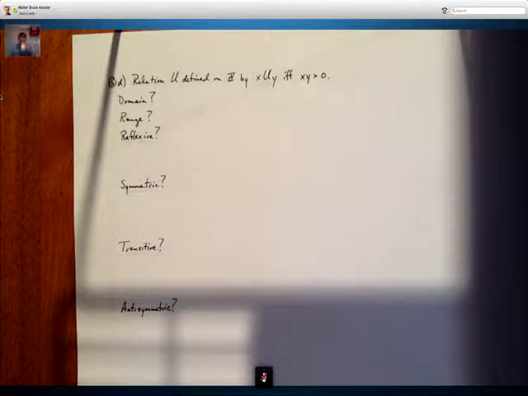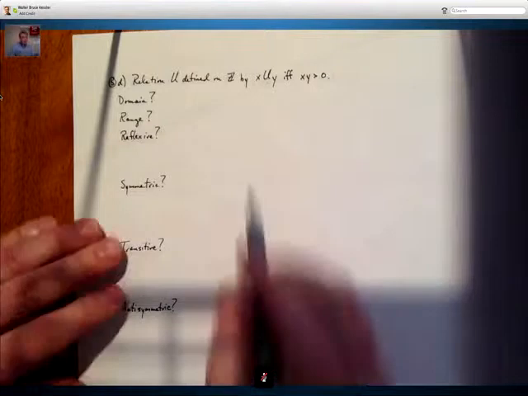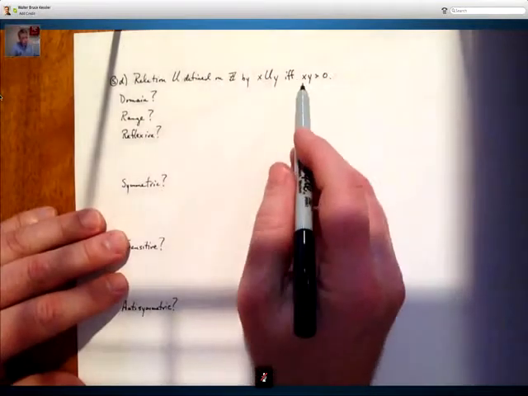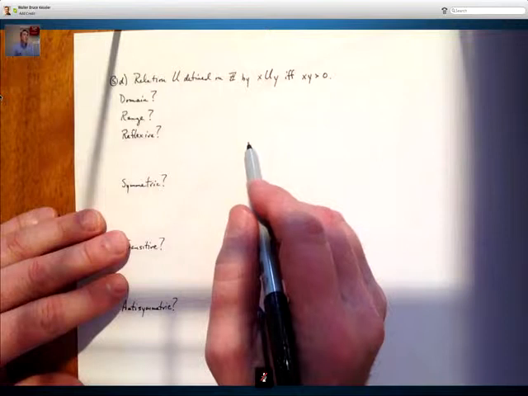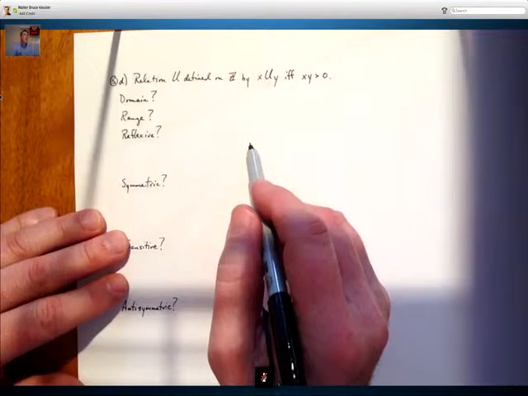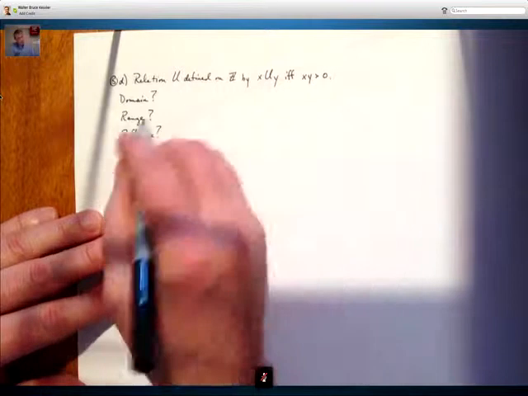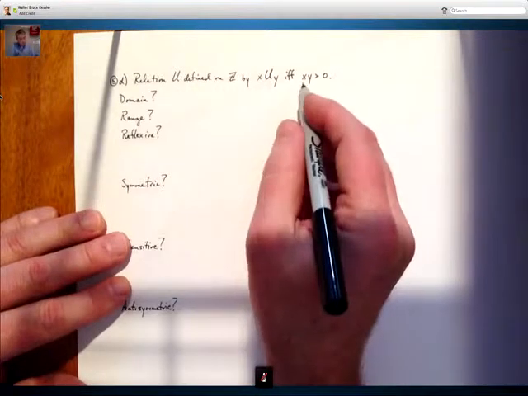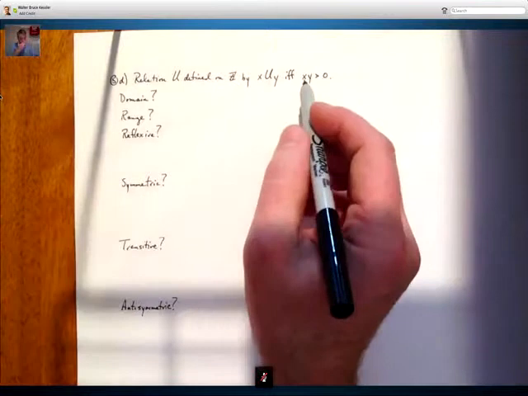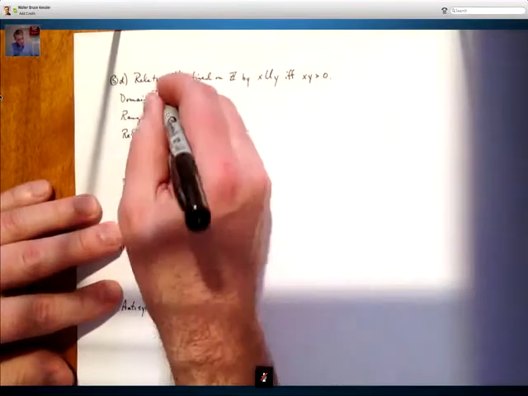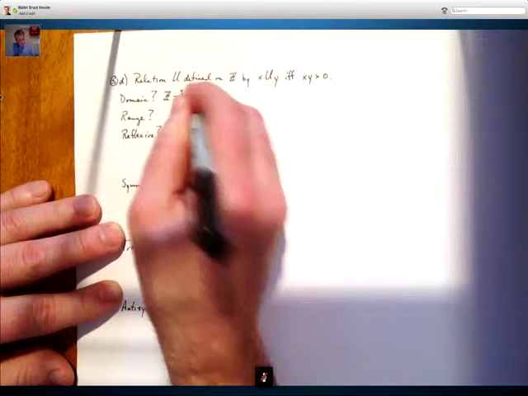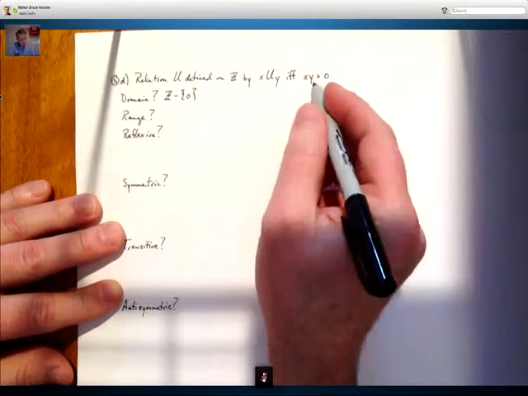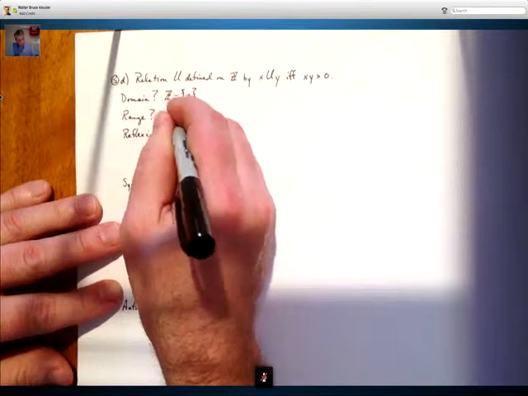5D, we have the relation U defined on integers, saying that x is related to y if and only if the product xy is positive, which means that things have to have the same sign. They can't be 0, right? So the domain, I certainly can't let 0, which is an integer, be in here because that will mess up this inequality. So the domain is all the integers, but take out that 0. And same thing on the range. I can't let y be 0 either.